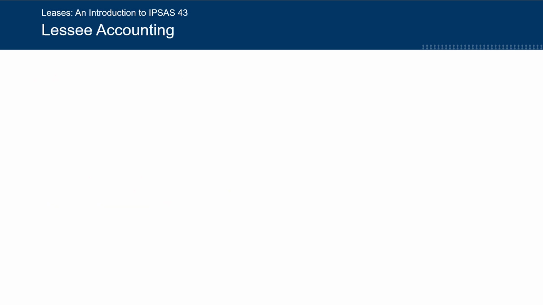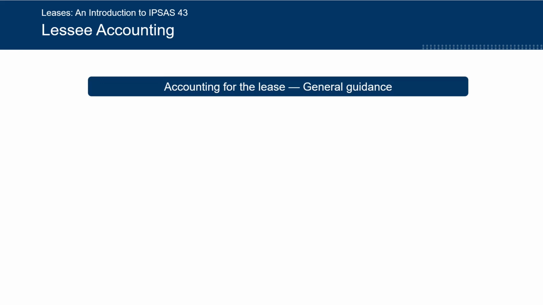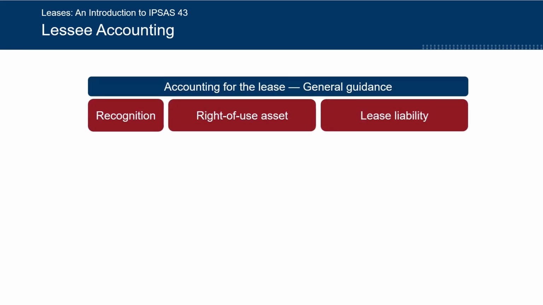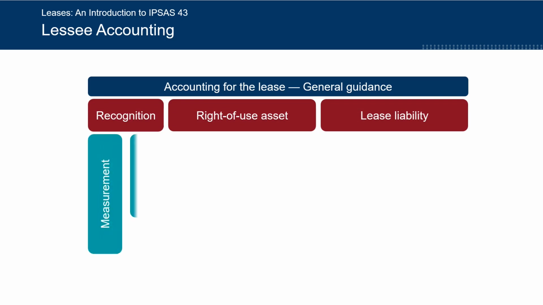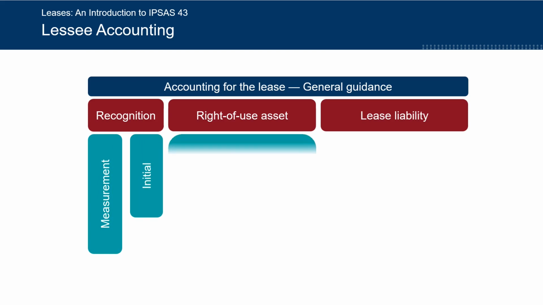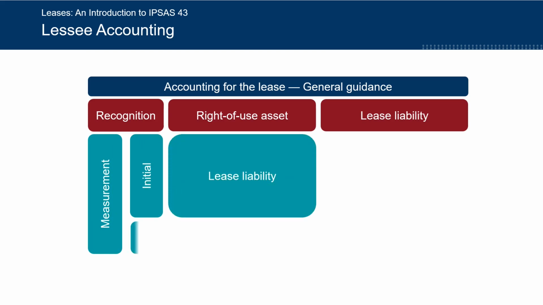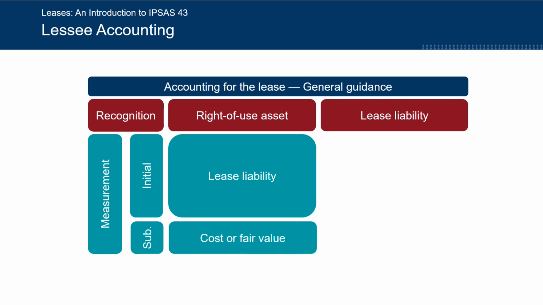Let's have a look in more detail at lessee accounting requirements introduced by IPSAS 43. At the commencement of the lease, the lessee recognizes a right of use asset and a lease liability. The right of use asset is initially measured at the initial value of the lease liability. Subsequently, the right of use asset is measured at cost or at fair value.